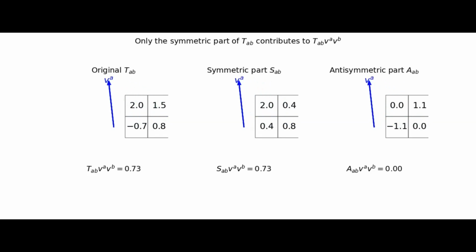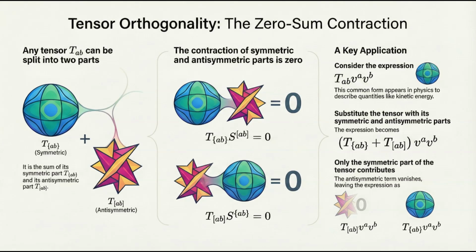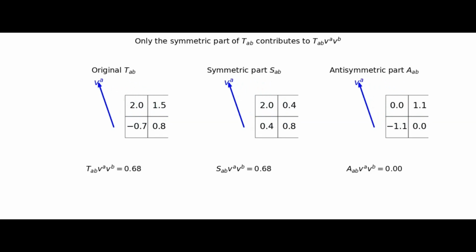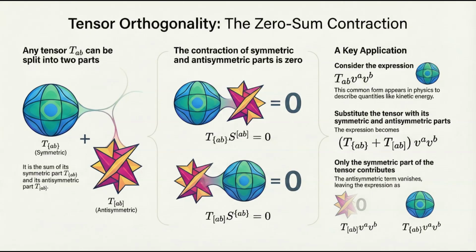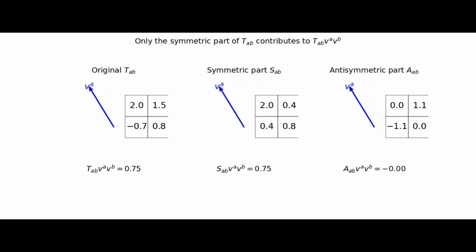All right, let's break down how this works. First, you've got this core principle, orthogonality. This just means that when you contract a symmetric component of one tensor with an anti-symmetric component of another, the result is always, and I mean always, 0. They just don't mix. Second, this becomes super relevant when you start analyzing those quadratic forms.